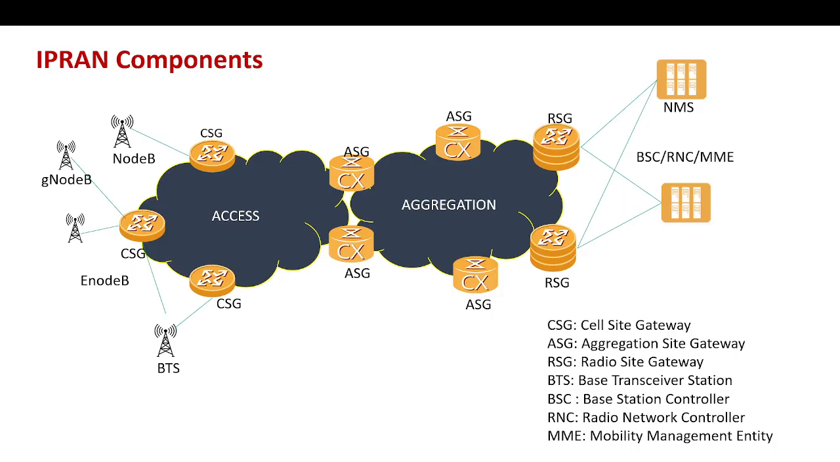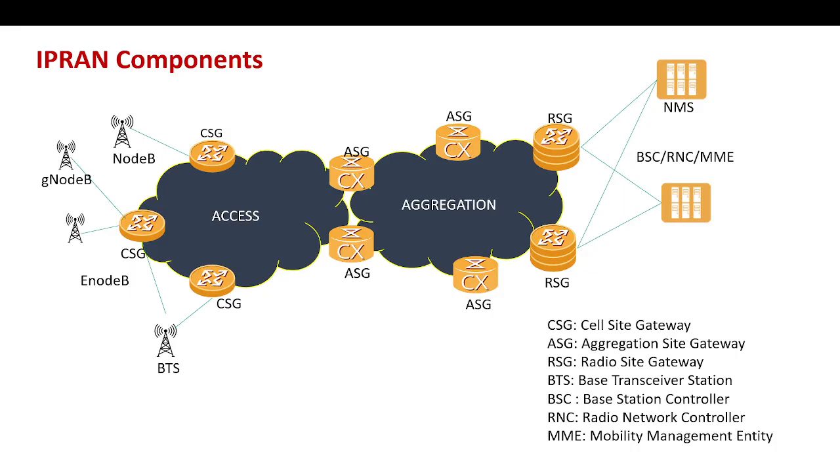So these are the names: CSG for the cell site gateway, ASG the aggregation site gateway, RSG the radio site gateway. We have the BTS, the base transceiver station, BSC, the base station controller, RNC, the radio network controller, and then MME, the mobility management entity. So these are just some of the different entities you expect to find on the IPRAN network for a service provider.